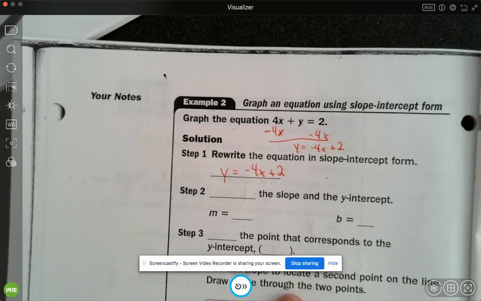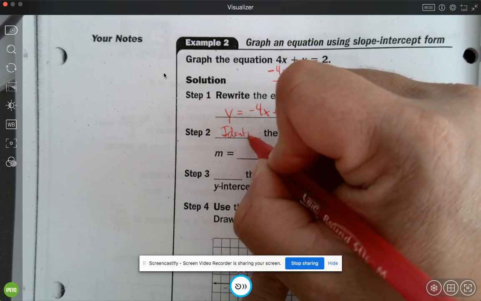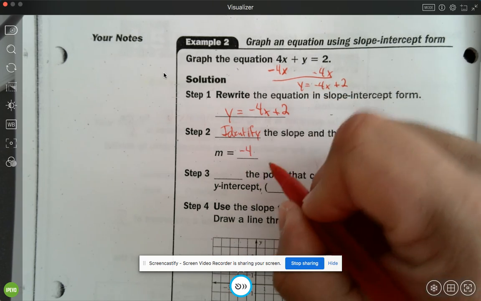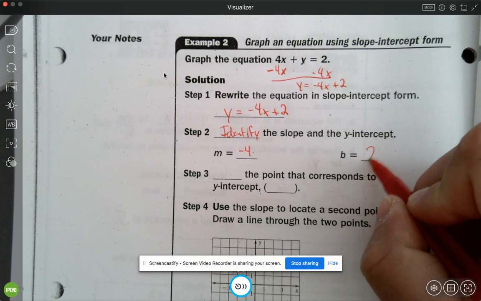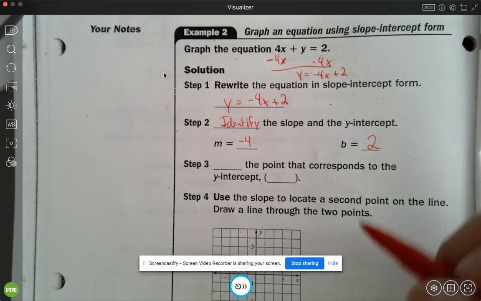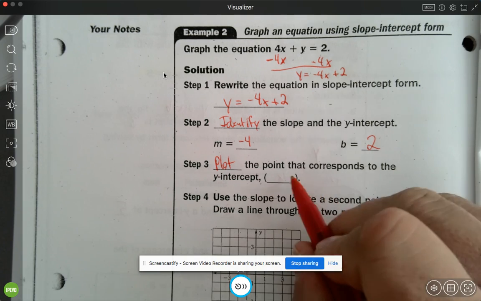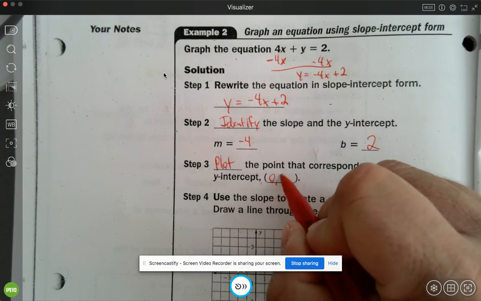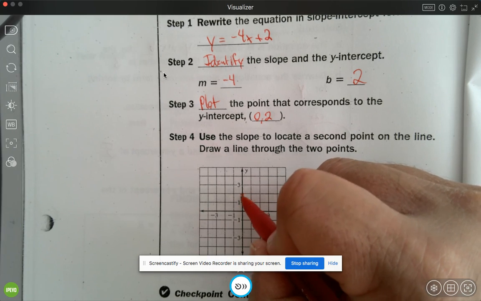Right? The next step is to identify the slope and the y-intercept. So the slope is -4. That's your m in mx + b, the slope. And then the y-intercept is 2. So the next part is to plot the starting point, the point that corresponds to the y-intercept, which is 2. As a coordinate, we'd write that as (0, 2), because x is equal to 0. And so we go ahead and plot that point here.